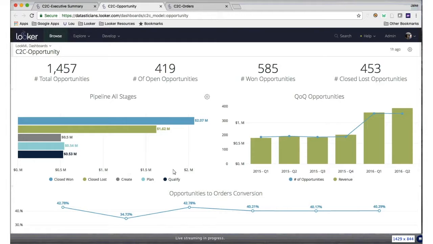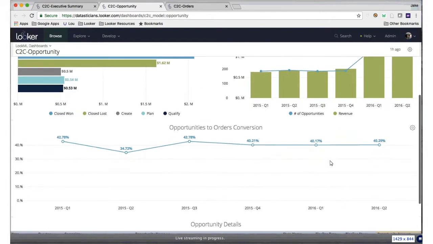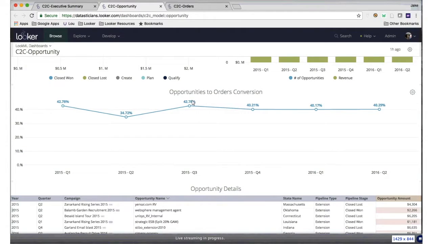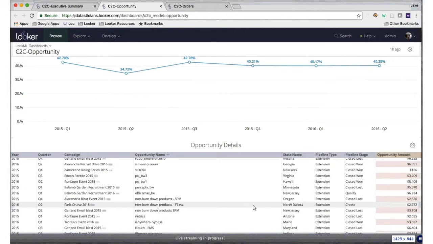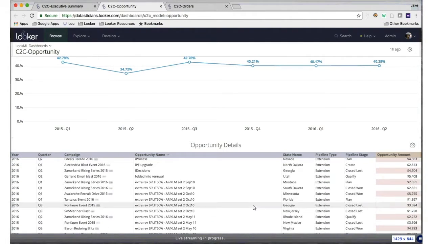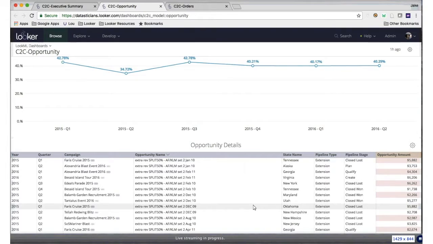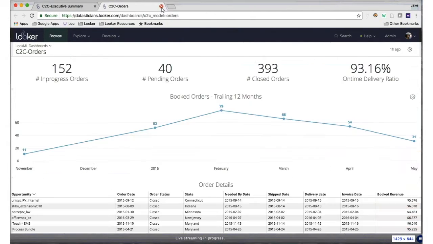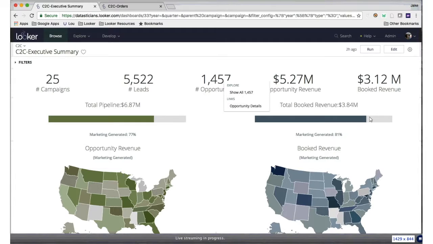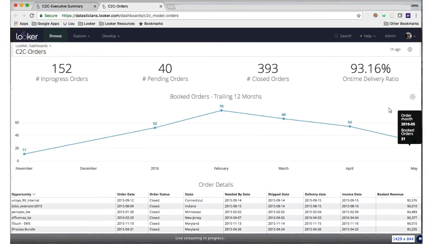We can see it by time, and of course, that conversion rate from opportunity to actually making an order. So it looks like we're pretty stable there. That's good. And then just like on the other dashboards, I actually have a list of my opportunity details. And going to the last part of our funnel then, looking at revenue, being able to see all this in the same place, I can link out to my order detail dashboard and go quickly through this, seeing which orders I have in progress, how many are pending, how many are closed, and what's our delivery ratio.